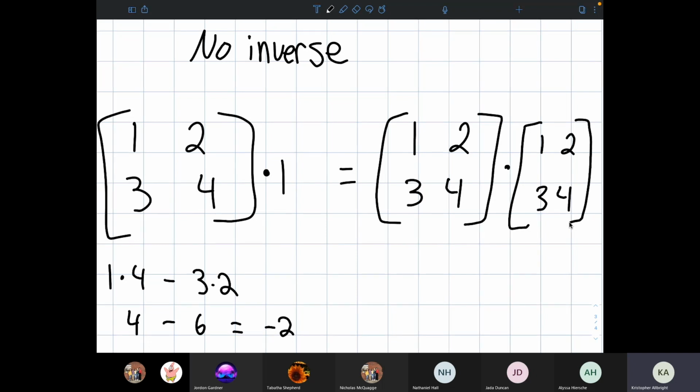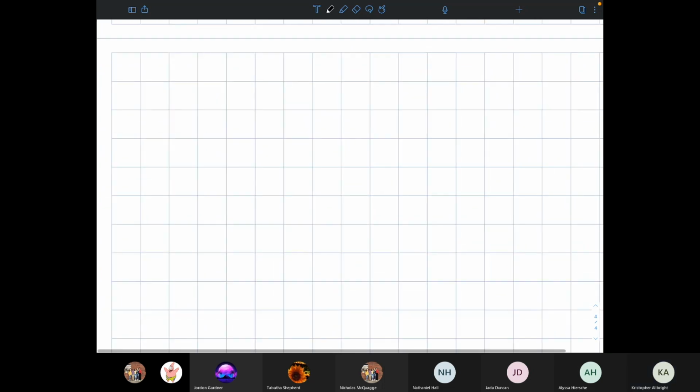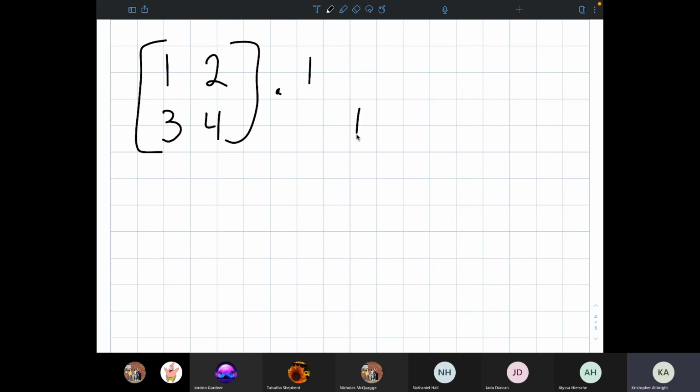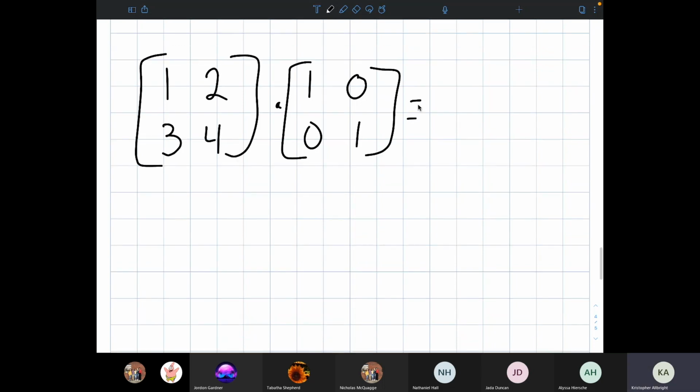What's the identity? Me and you directly had this conversation just a minute ago. 1, 0, 0, 1. 1's along the diagonal and 0's everywhere else. Why does it have no effect? That's what I'm saying. So let's multiply by an identity matrix. It's B. All right, let's multiply.